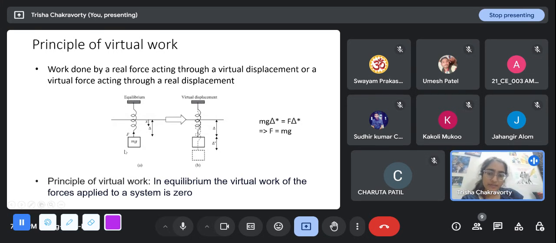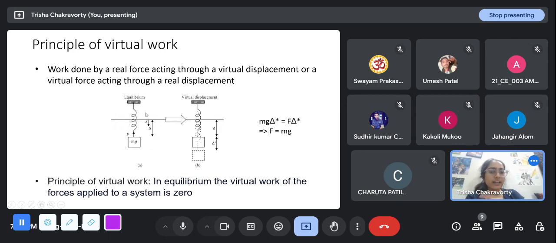That is the virtual work done, because mg is acting downwards, f is acting upwards. So the virtual work done by mg is positive, mg into delta star, because delta star is also in the downward direction and mg is also acting in the downward direction. While f is acting in the upward direction, delta star is in the downward direction. So it will be mg delta star minus f delta star. That is the net virtual work done on the body, equal to 0. From that we get that f equal to mg.